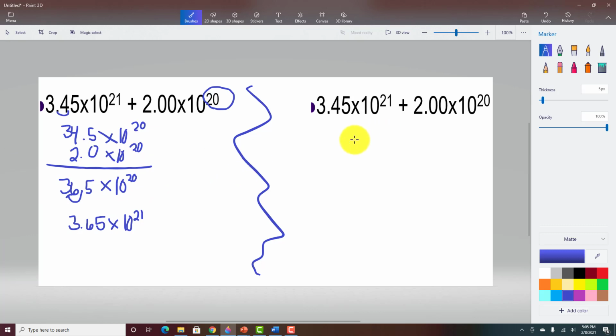Okay? Over here, 3.45 plus 10 to the 21, so this time I'm going to make them both equal 21. So this is the one that has to change, and to make this exponent go up, I move the decimal to the left. Okay? This is 3.45 times 10 to the 21 plus 0.20, and I'm just going to drop that other 0, times 10 to the 21st. Okay? And then I add those together, so this gives me 3.65 times 10 to the 21st. And so you can see that it doesn't matter which one you pick, you still end up getting the same answer. So hopefully that's what you got as well.